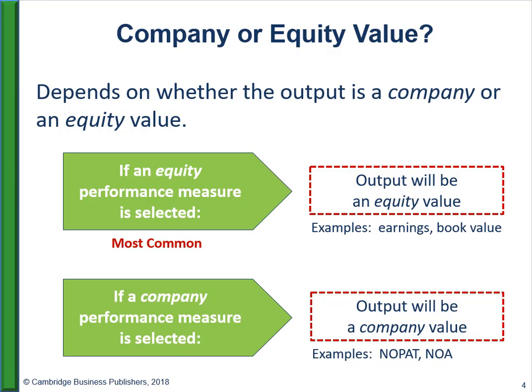Now at the bottom of the screen there, our authors tell us that if a company performance measure is selected, primary examples here being net operating profit after tax or net operating assets, then the output of our model will be a company value. Now that would be similar to the discounted cash flow. If we're valuing the entire company, then you can think of that as being similar to the enterprise value of the company. And if we end up with enterprise value, then we're going to have to subtract the debt and divide by shares outstanding to get a comparable to share price.